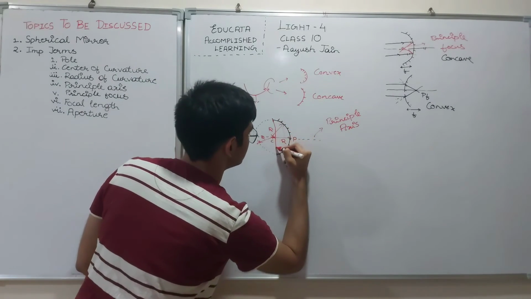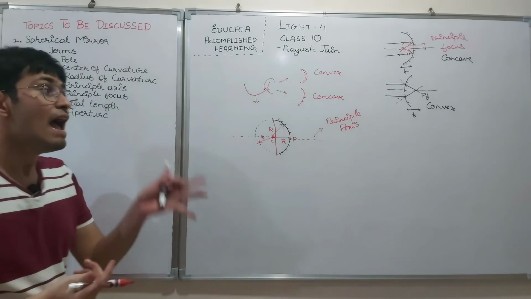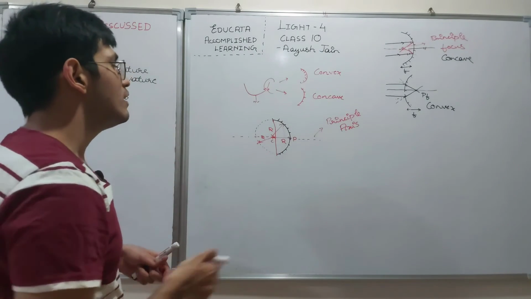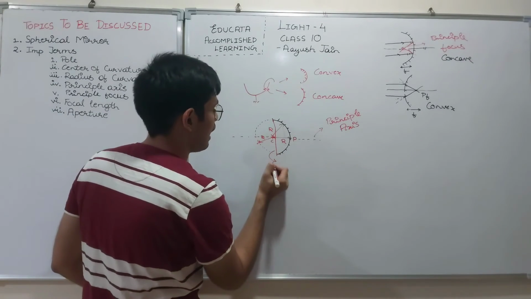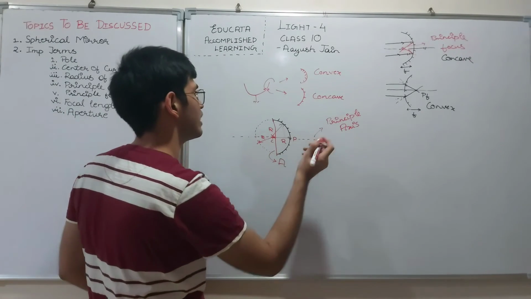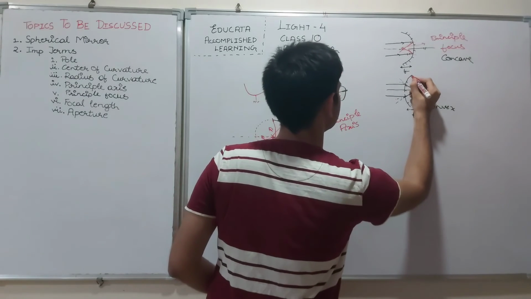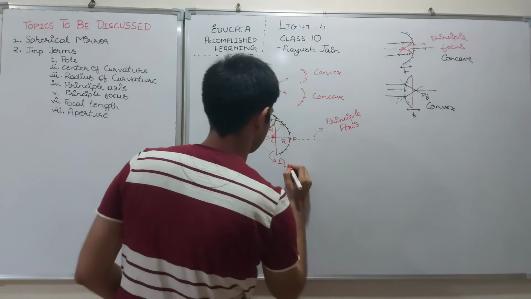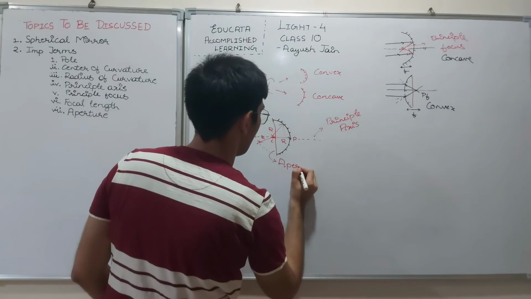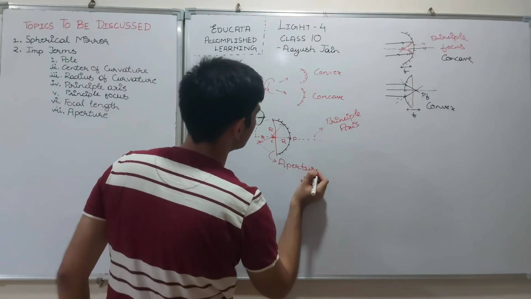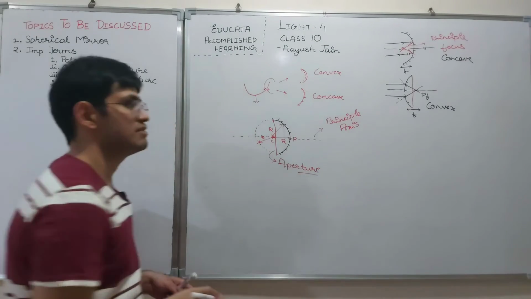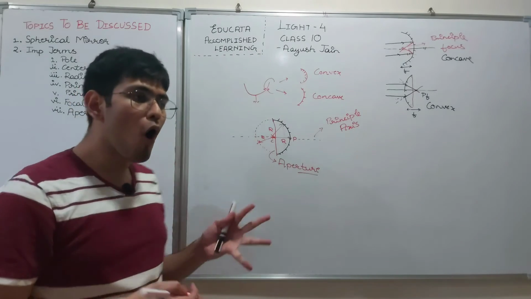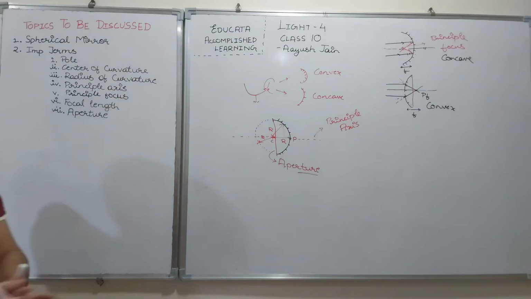Okay, this is the line joining these endpoints, and the line joining the endpoints of the mirror is known as the aperture of the mirror. Okay, in both the cases. In this case also, this is the line joining both the ends of the mirror, and that's why this is known as what? This is known as the aperture of the mirror. You can also define the aperture of the mirror as the size of the mirror. Okay, so I think that all the terms are clearly understood by you.